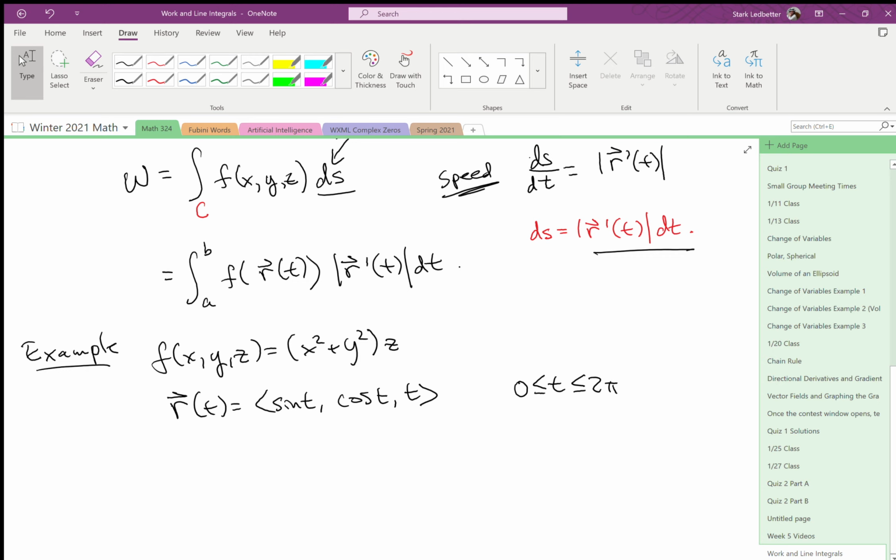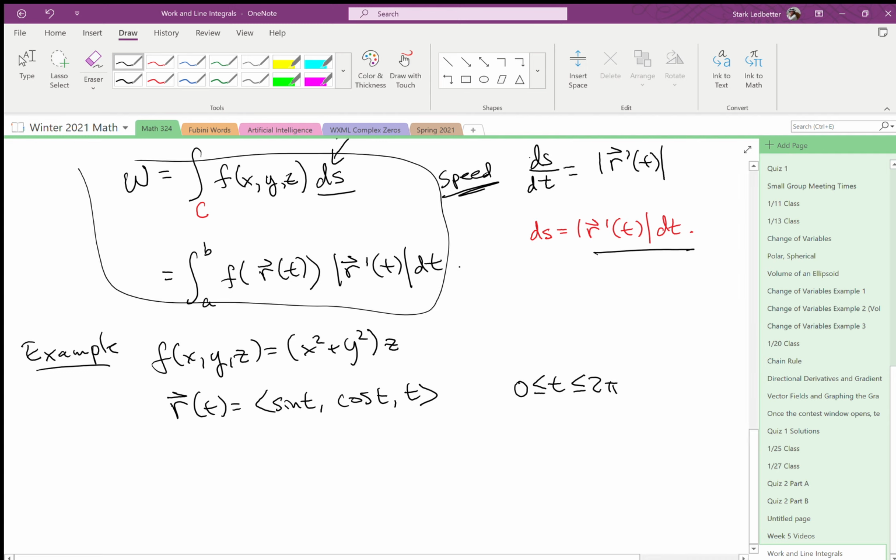So in the previous example, we got this formula for work, or our line integral. And now we're going to do an example. So here's our function, x squared plus y squared, quantity times z. And then we're traveling along this vector. And let's think about in 3 dimensions what that is.